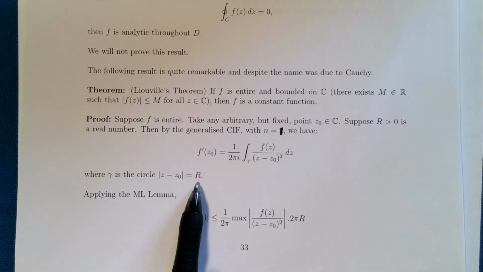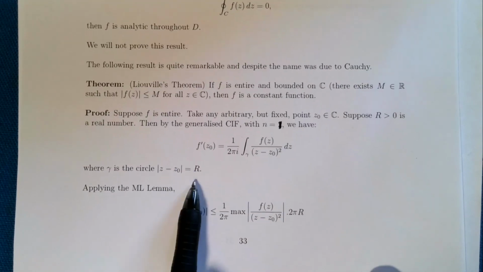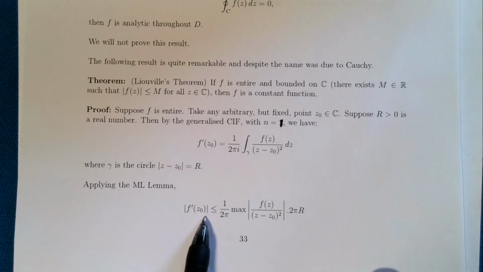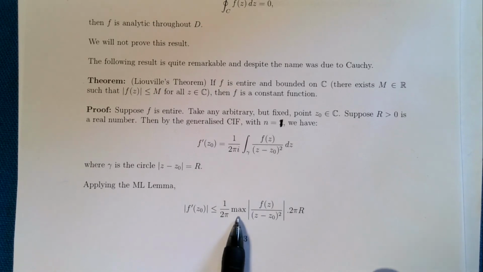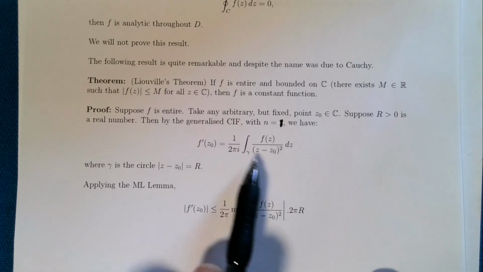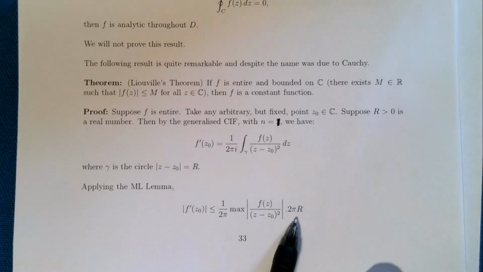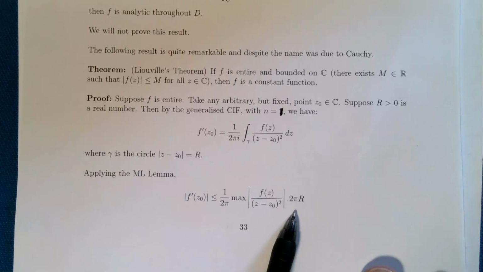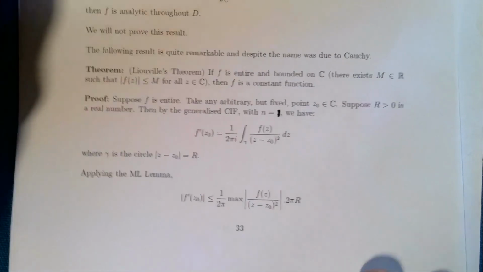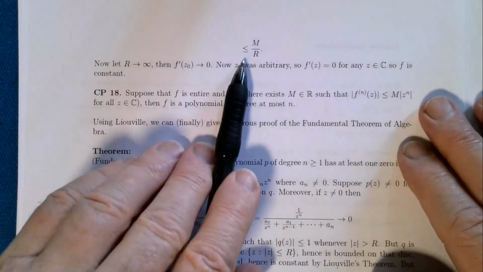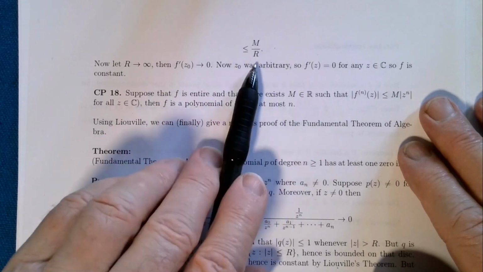where I'm going to take this gamma to be the circle centre z0 radius capital R. Now we're going to apply the ML estimation lemma and take the modulus of both sides. So the modulus of 1 on 2πi is 1 on 2π, and then we want the maximum of the integrand, which is this, times the length of the contour, which is 2πR. Okay, so that's what we're going to do there, and then we now let R go to infinity, and then we can say this is now less than this maximum, over R.